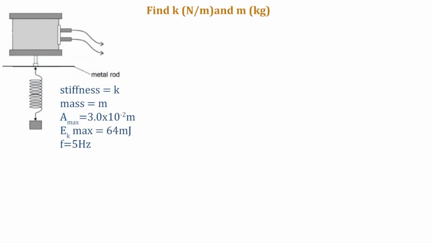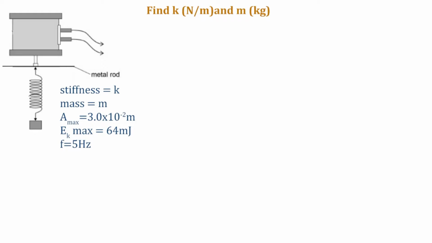In this question we have a simple vibration generator, which is obviously connected to a frequency generator, and the vibration generator is vibrating a spring which has a stiffness constant of K and a mass M hanging on it. We're given figures for the amplitude at its maximum, the kinetic energy at its maximum, and the frequency of vibration, 5 Hz as it is in this case.